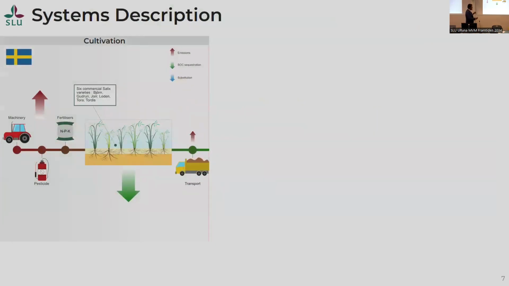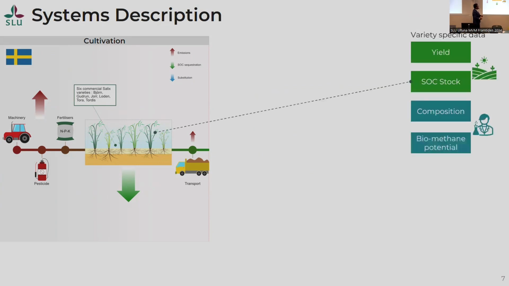The basis for all the 3 conversion systems is the Salix cultivation, where we have inputs in the form of machinery, pesticides, and fertilizers, which of course cause some emissions in the production chain. There are 6 Salix varieties that were included in the study. And we have yield and soil carbon data from a field study, which was done on the 6 varieties of Salix for 17 years. And we have compositional and biomethane potential data from lab studies, which were also done on the biomass samples collected from these Salix samples.